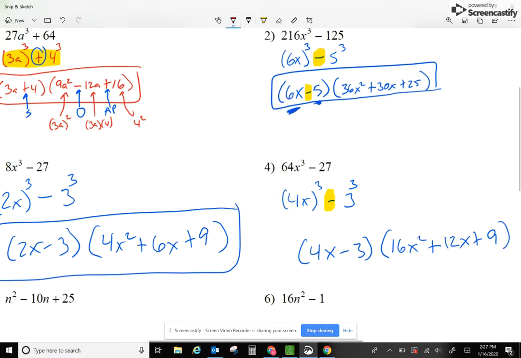So again, remember the acronym for the signs. This is the same sign. This is the opposite sign. This is always positive. So the acronym is SOAP.